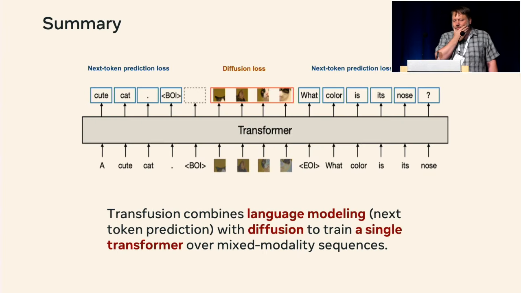Okay, so in summary, for Transfusion, we're combining language modeling with diffusion in a single transformer over these mixed-modal sequences. And I didn't mention it, but the training is also much more stable. All those issues we had with the Z loss and so forth largely go away. More efficient, more stable, better training overall.